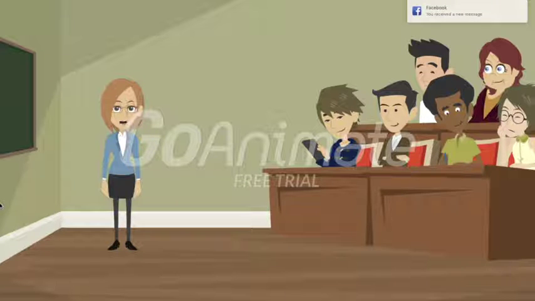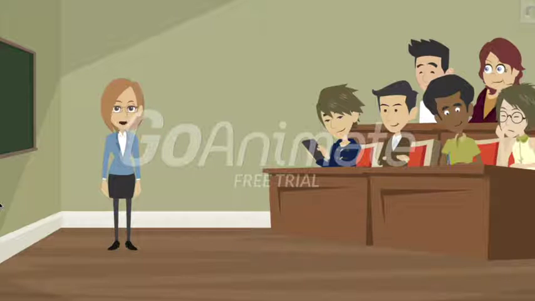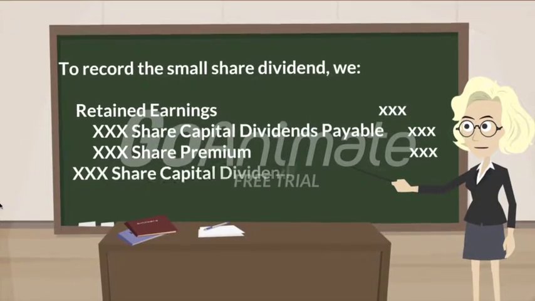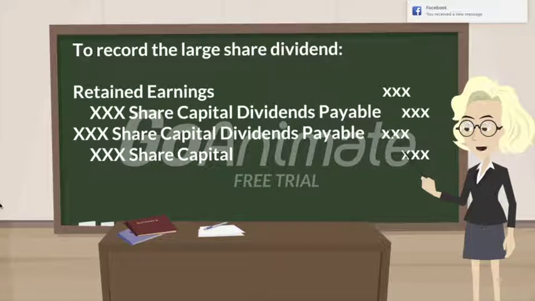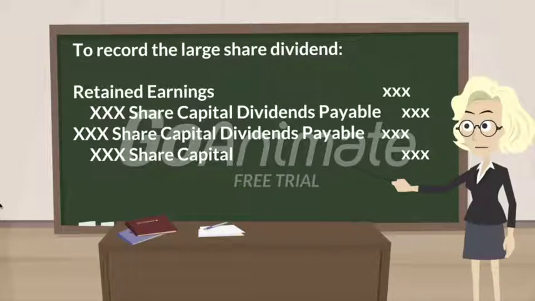In recording this, a distinction should be made between a small and large share dividend. If it's less than 20% of the outstanding shares, then it is considered a small share dividend. And when it is equivalent to 20% or more, it is considered a large share dividend. Under the small share dividend, retained earnings is debited for the fair value of the share capital, while, under the large share dividend, it is the par or stated value that is debited to the RE. To record the small share dividend, we will have these entries. To record the large share dividend, we will have these entries.